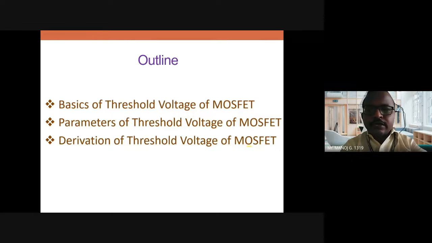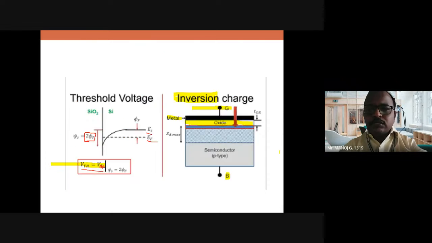Yes, Nitish, that's right. Thank you. So there are four parameters. We'll see in detail about all the four parameters now.